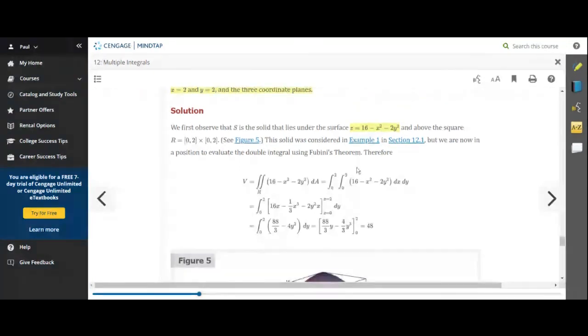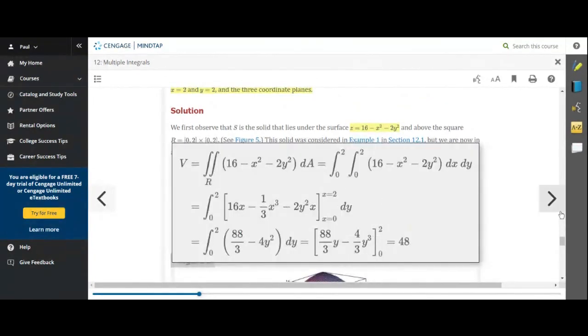So this is going to be your double integral. Here the key was you have to find the limits. And it turns out the volume is 48.